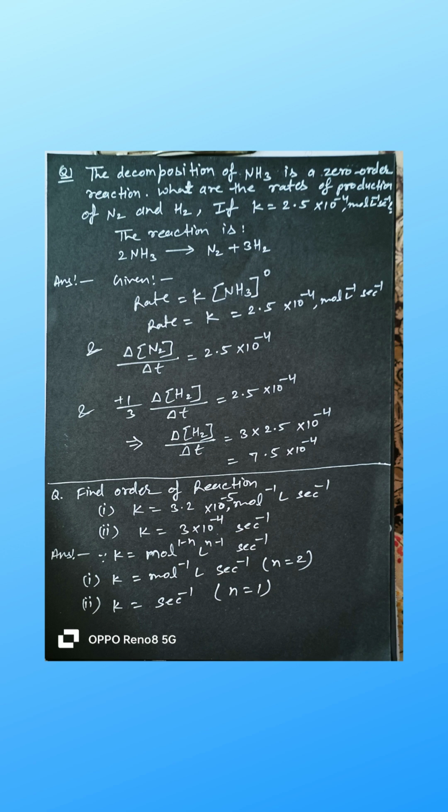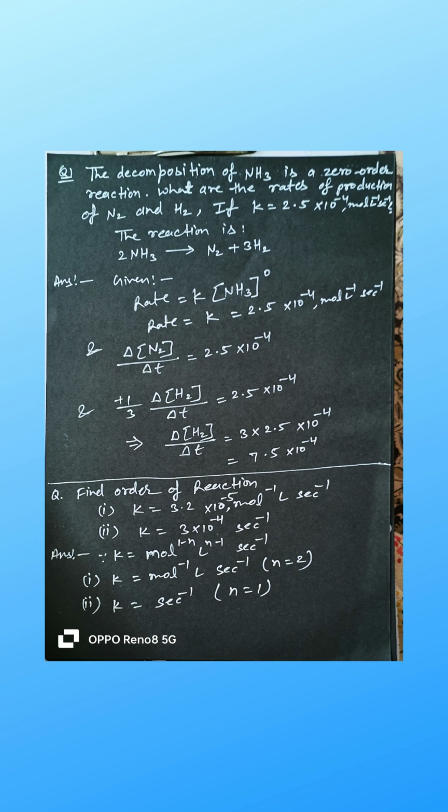First, let us talk about nitrogen. According to the reaction, the rate of formation of 1 nitrogen is equal to the rate of the reaction. So, the rate of nitrogen will be 2.5 into 10 to the power minus 4 mole per liter per second. Now let us talk about hydrogen. In the reaction, 3 hydrogen molecules are formed. This means the rate of hydrogen formation will be 3 times the reaction rate. So, the rate of hydrogen will be 3 multiplied by 2.5 into 10 to the power minus 4. After solving, this becomes 7.5 into 10 to the power minus 4 mole per liter per second.